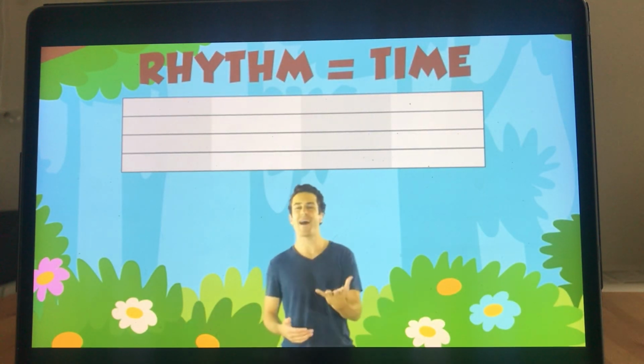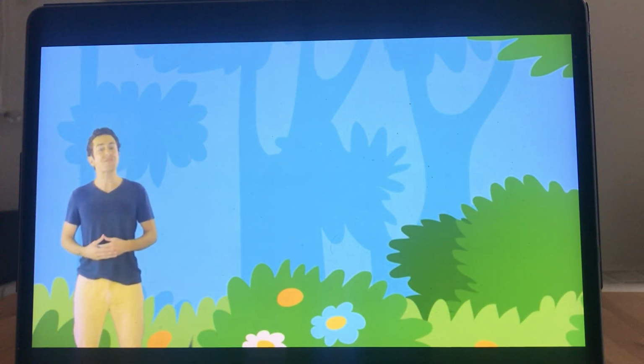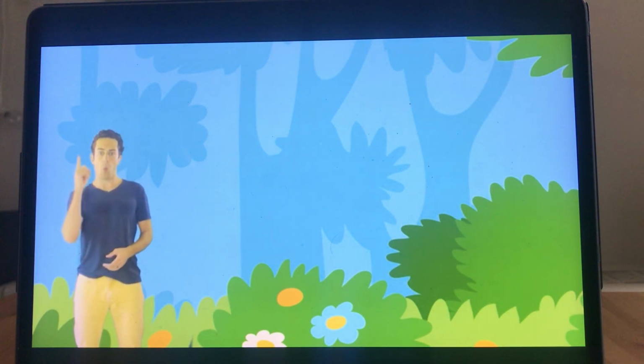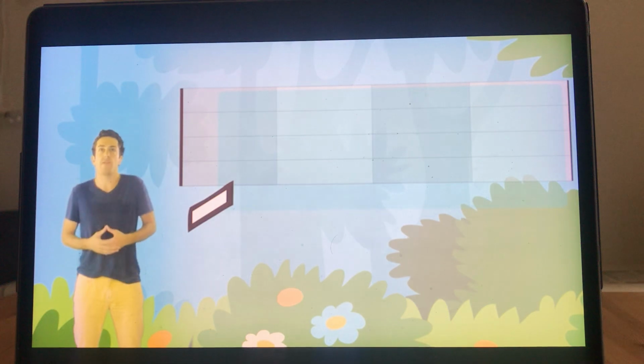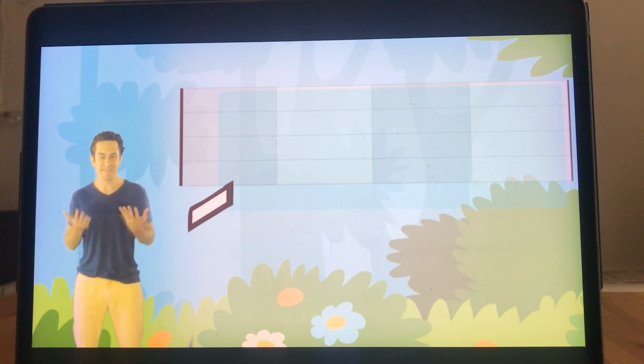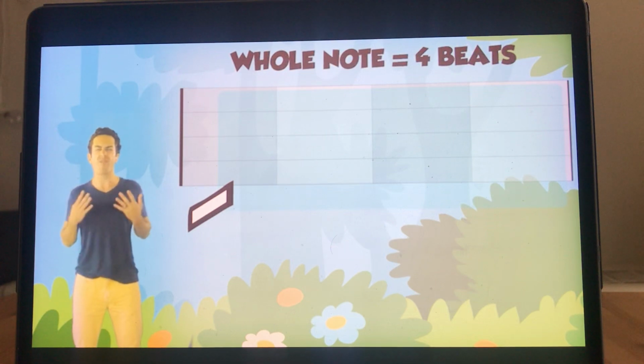Rhythm equals time. Yeah. So our very first rhythm, our very first note length is just going to be one simple note that takes up the entire measure. If there's a note that takes up the whole measure, what do you think that note is going to be called? Do you know? It's the whole note. That's nice and easy. The whole measure, the whole note, all 4 beats.